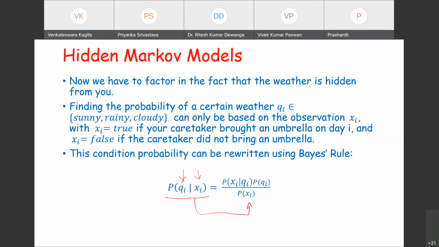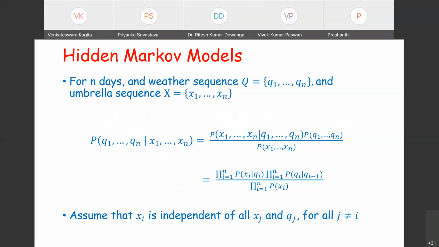So this is for one day's weather. Suppose you want to find the probability of the weather over a sequence of days, based on your sequence of observations. Suppose you have a weather sequence Q1 to Qn and an umbrella sequence X1 to Xn. Then the probability of Q1 to Qn given X1 to Xn is probability of X1 to Xn given Q1 to Qn, times probability of Q1 to Qn, divided by probability of X1 to Xn. Same formula. Okay. So here, we are making some assumptions.